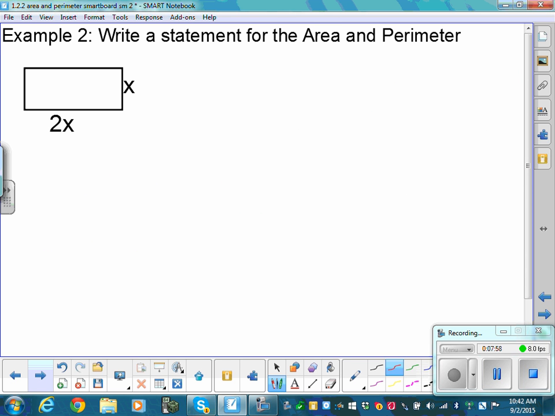Let's do another one, a little bit more advanced. Looking at this one, it says, write a statement for area and perimeter. Now notice, our rectangle here has a 2x and an x. So we're writing a statement. Are we going to be able to find the exact area and the exact perimeter? No, we have some variables in there, x, but we can still write a statement. So let's write a statement. So area is equal to length times width. So our area is equal to, what's the length?